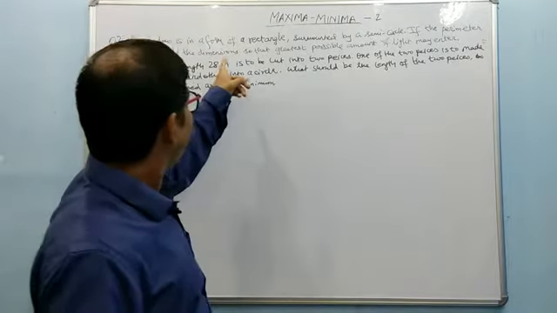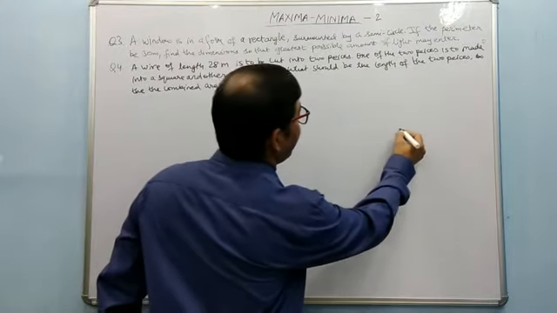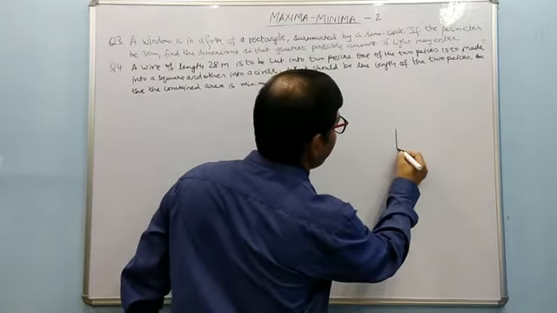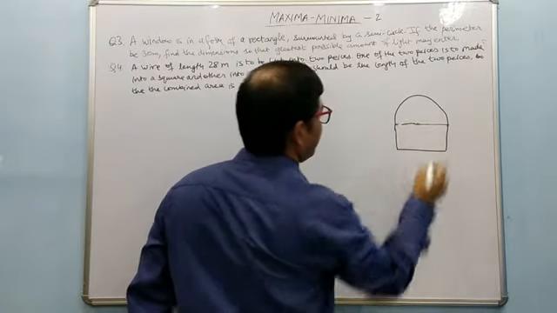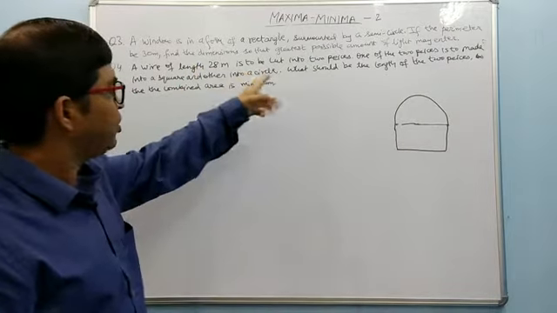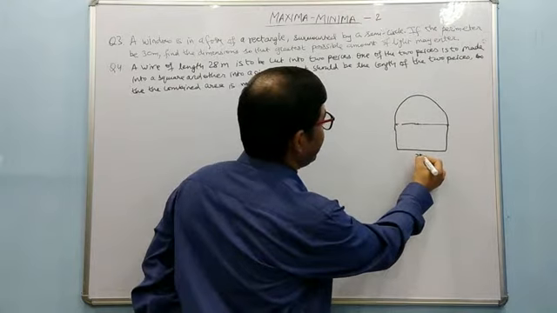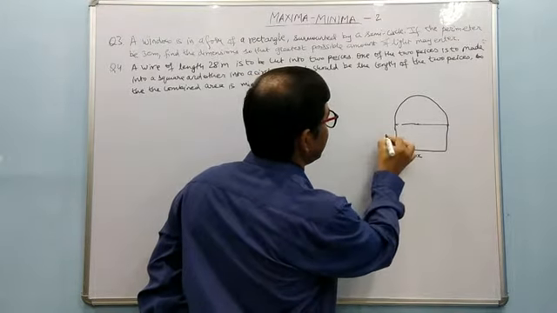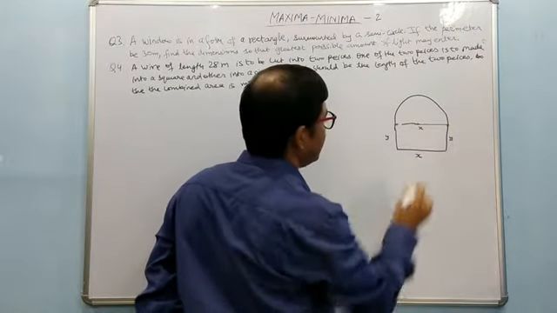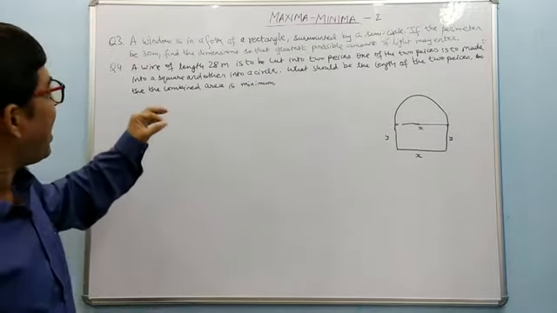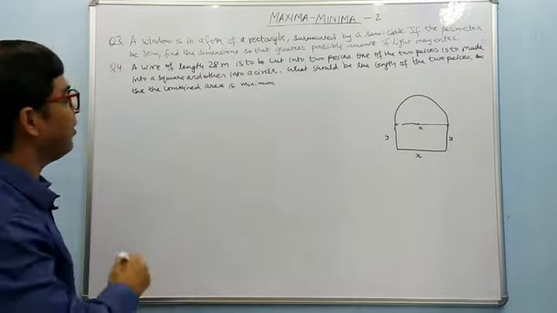See, in question number 3, the window is in the form of a rectangle surmounted by a semicircle. Just draw the figure. The shape of the window is like this: a rectangular portion and then a semicircular portion. Perimeter is 30 meter. Find the dimensions so that the greatest possible amount of light can enter. Just interpret the figure. If this we are taking as x, this is y, this is y, this diameter is going to be x.